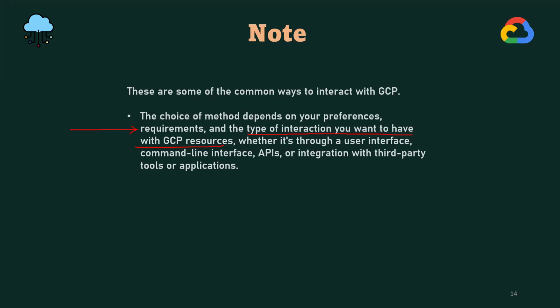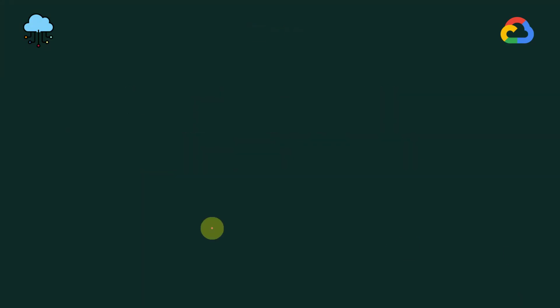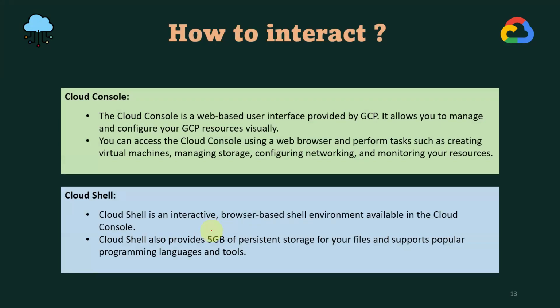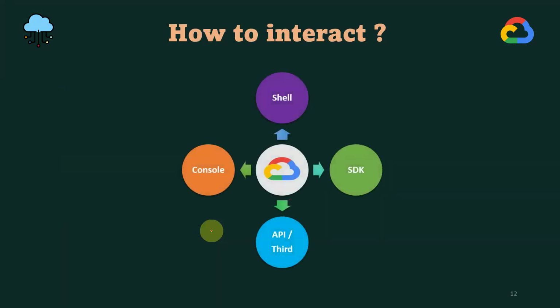Okay, so let me talk about the next thing. I only told you about three methods. I would like to give you a small intro on the fourth method, that is APIs and third-party tools. We have a separate session where we integrate with the APIs also. But I would like to give you some idea on the APIs and third-party tools.